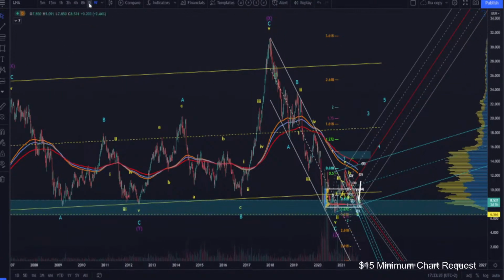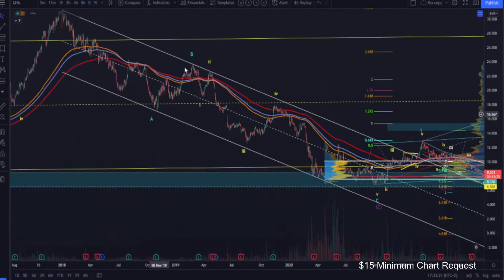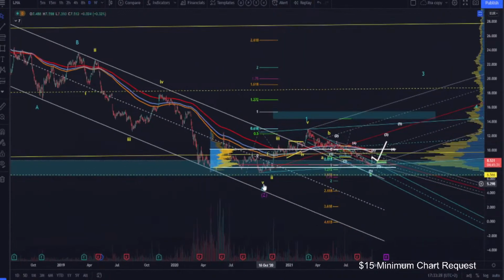All right, so let's go back to the daily. Now we have some context. Okay, so we're coming out of that last ABC, 1, 2, 3, 4, 5. So here's the 5 of that last 5. So 1, 2, 3, 4, big kick in the 5. Yeah, that's a pretty good rip.